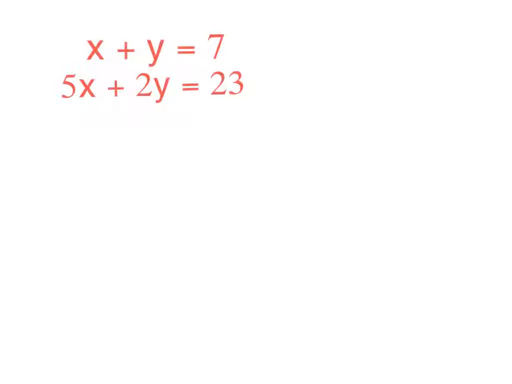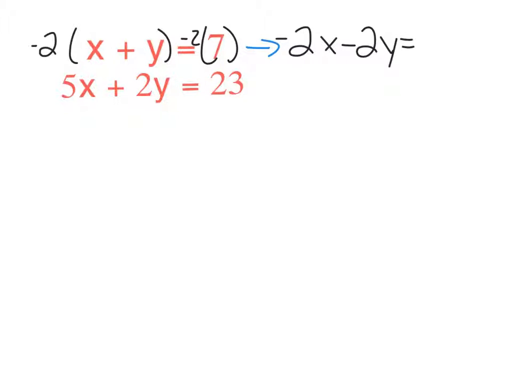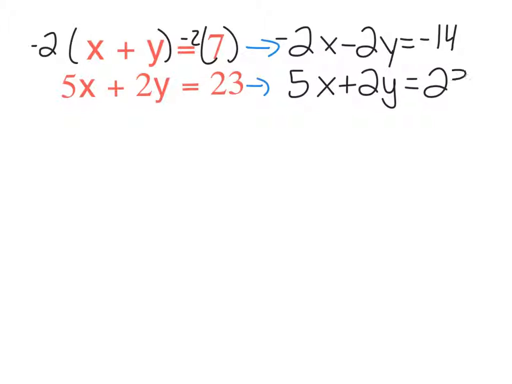The most important thing to remember is that we have to multiply every single term in an equation on both sides of the equal sign in order to not change the value of that equation. So I think it will be easier to multiply the whole top equation by negative 2. That means that I'm distributing it on both sides of my equal sign. My new system of equations becomes this: negative 2x minus 2y equals negative 14. I didn't have to change my bottom equation at all, but I'll copy it over anyway. 5x plus 2y equals 23.